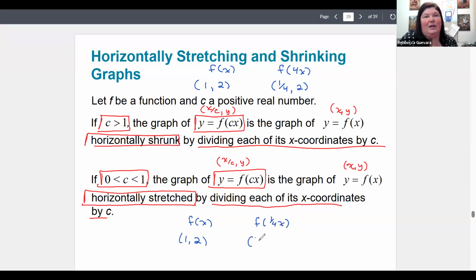Then what happens is we take that 1, but we're dividing by 1/4 and 2. So we are taking it and dividing by a fraction, so that's going to flip. And we end up with 4, 2. That's how we get that stretch. So when we're dividing by something that's between 0 and 1, we're getting fractions, and those fractions are going to turn into reciprocals that are multiplied onto our x values.